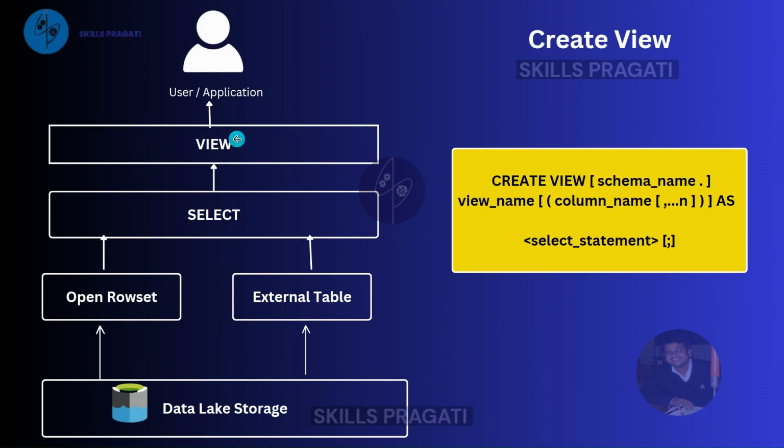The syntax for creating a view is quite simple. It starts with CREATE VIEW and then you specify the view name. You can also specify the schema name and column names, but they are optional. This is followed by the keyword AS and then a valid select statement.